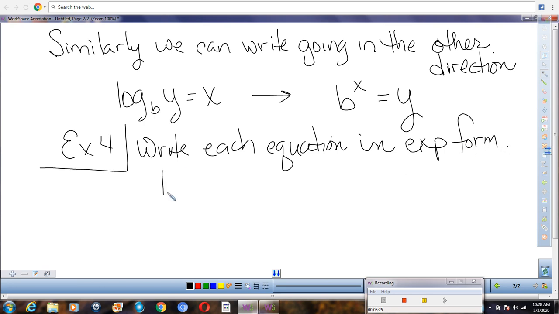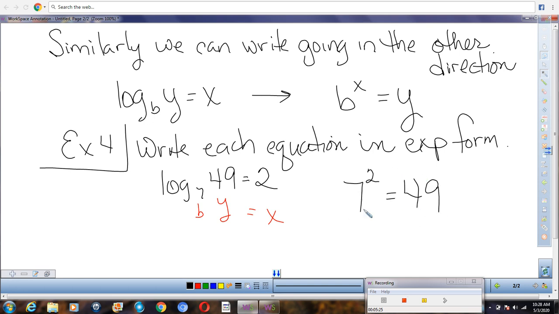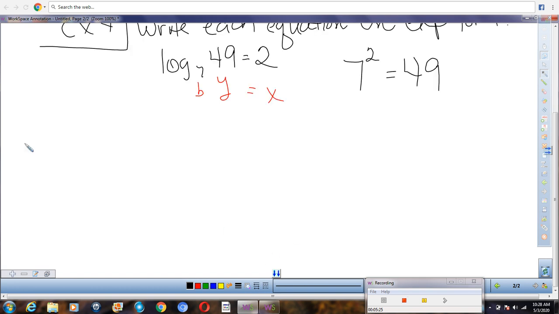So if I have log base 7 of 49 equals 2, I need to rewrite this in exponential form. Remember, this is log base b of y equals x. So let's write this in exponential form. We have our base, which is 7, our x is our exponent, 2, equals 49. And we know this is a true statement, right? 7 squared equals 49.